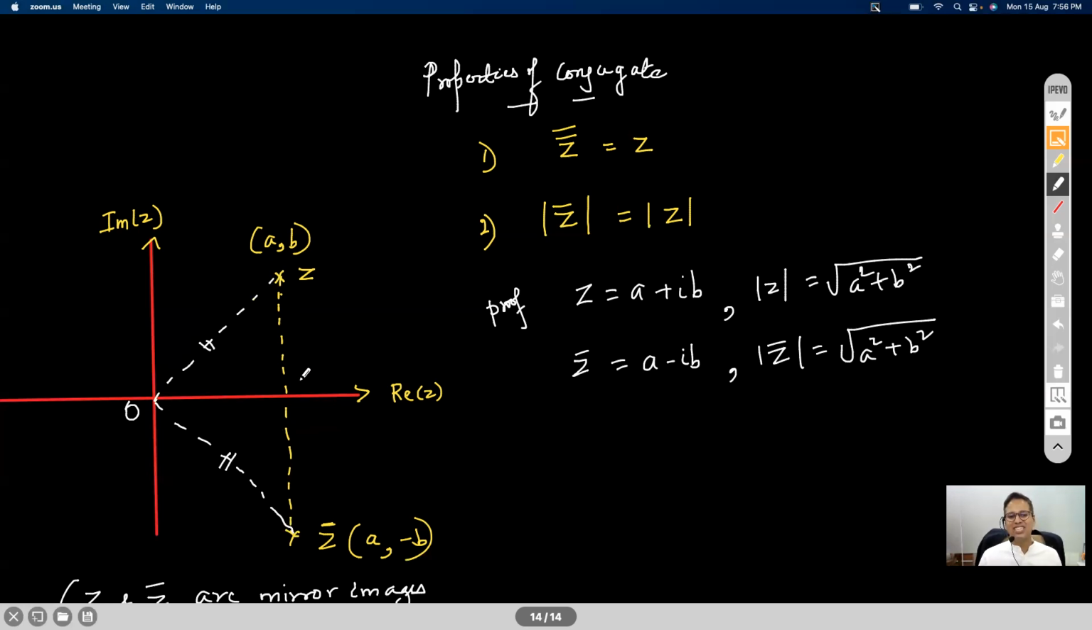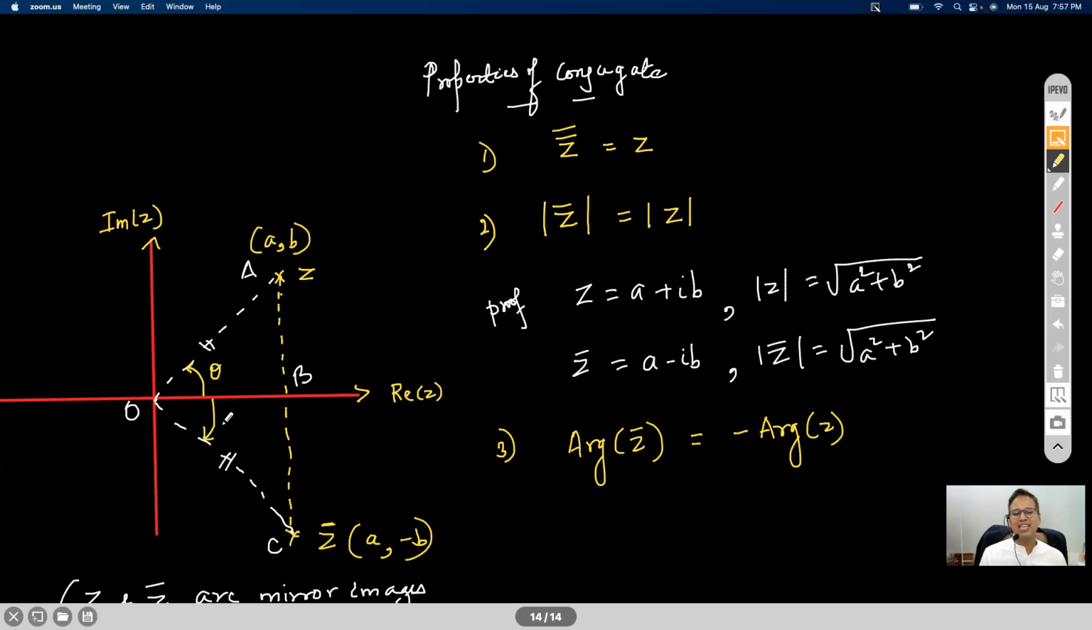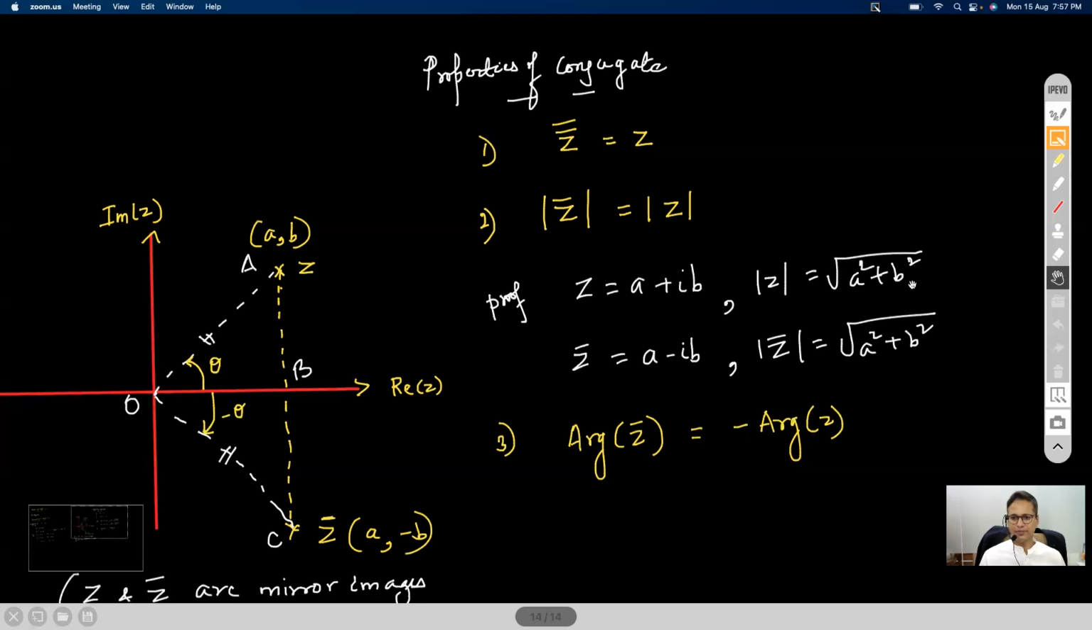So these two triangles that you see, let me name them OAB and OBC, will be congruent in nature. So these two will be the same. Correct? Third property: argument of the conjugate is the negative of the argument of z. Very important. Let's say this was 45 degrees, I'm taking some angle, then this would be the negative of that angle, minus 45 degrees. So the argument of z conjugate is the negative of the argument of z.